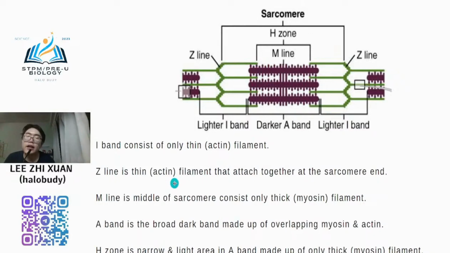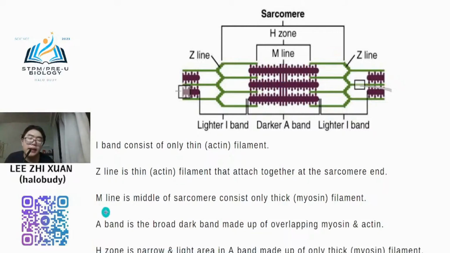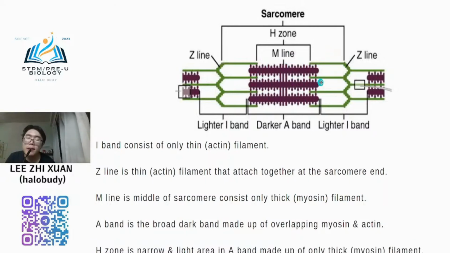And then the M line, I don't need to explain. M line is the middle, at the middle part that also contains only thick filament. Thin filament will not appear here. And then the A band is a broad dark band made up of overlapping myosin and actin. And the H zone is a narrow and light area in the A band made up of thick filament. So very easy to remember, right? M is middle, A is dark band, I is light band. And Z in the alphabet is the final alphabet, so Z is the end, determining the end unit of the sarcomere.